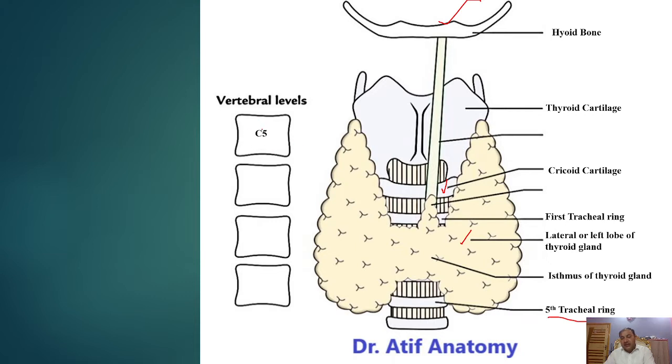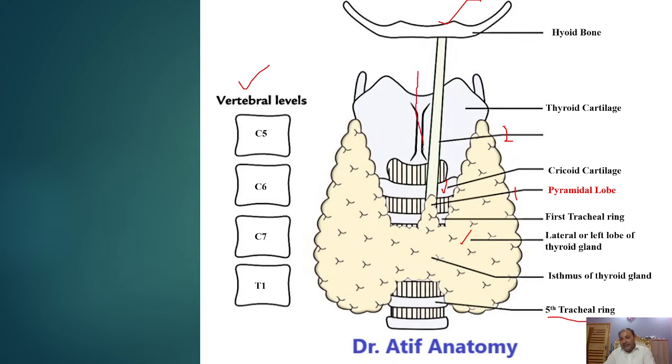On the other end, we show the posterior extension, which is extended from C5, C6, C7, and T1. What we newly found in this diagram are these two structures. One is here and the second one is here. One is called a pyramidal lobe. The pyramidal lobe is sometimes also present along with the thyroid gland. You can easily identify where it is located.